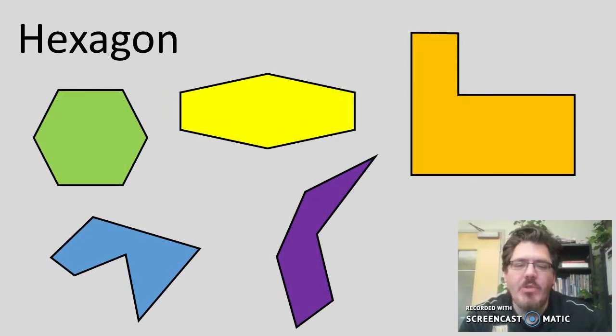Another basic shape that is suggested for kindergarten students to know is a hexagon. A hexagon is a flat, two-dimensional shape that is made up of six straight sides. Hexagons come in all sorts of configurations and orientations. As long as the shape has six sides, it is considered a hexagon.